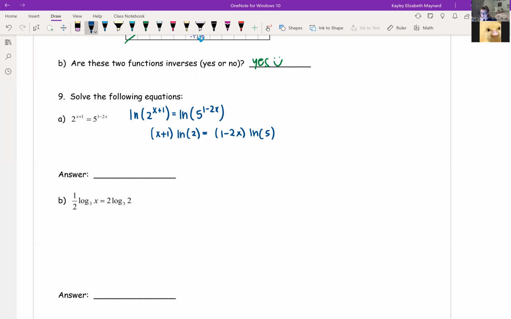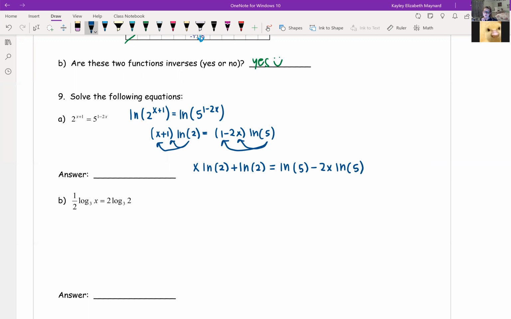So remember that ln of 2 and ln of 5 are just numbers. So the thing I'm going to do with these on both sides is distribute these in. So it's just like there were a number there. It's just like I had a 2 out front and I distribute that in. Same concept. So this now becomes x times ln of 2 plus ln of 2 equals ln of 5 minus 2x times ln of 5.